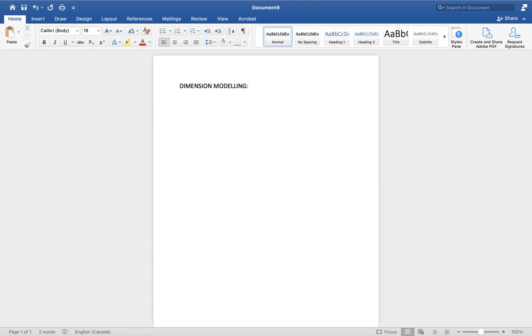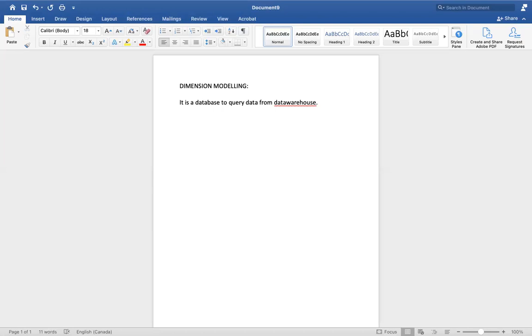Dimension modeling is nothing but a database designed to query data from the data warehouse system. So dimension modeling means it is a database to query data. For querying data, we use dimension modeling.